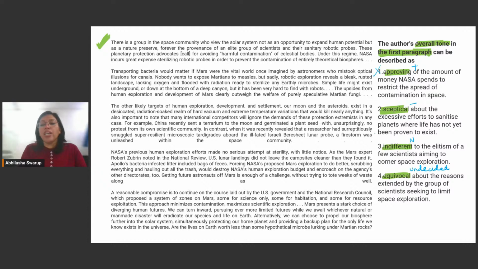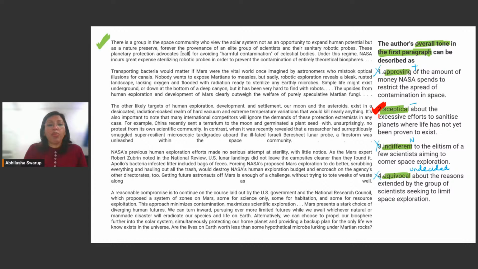Let's eliminate. It should be 2. It cannot be 3 because that's neutral. And if he's equivocal, that's also sort of neutral only. So the correct answer here in this case will be option number 2, which says he's skeptical.